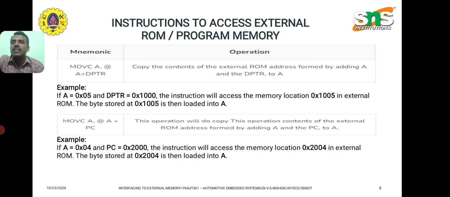So here are some example instructions that are used to access the external ROM, that is program memory, from the 8051 microcontroller. MOVC A, @A+DPTR is the best example mnemonic. For the operation, copy the contents of the external ROM address formed by adding A and the DPTR to accumulator A. Similarly, MOVC A, @A+PC. So instead of DPTR, here we are taking the example as program counter. So this is about program memory.